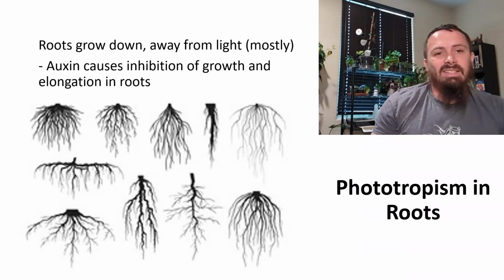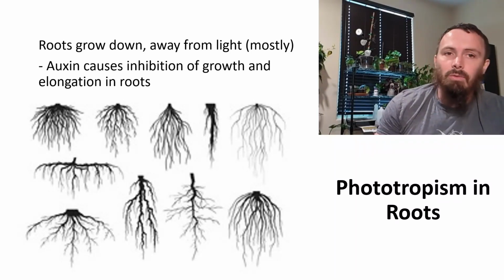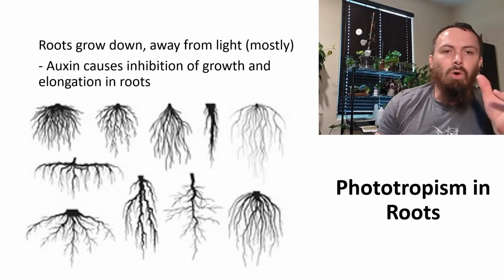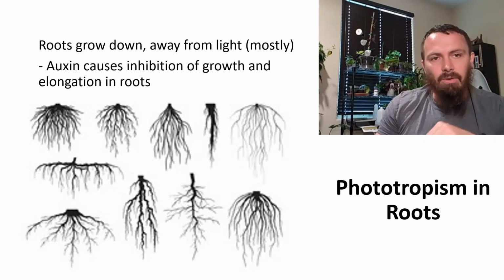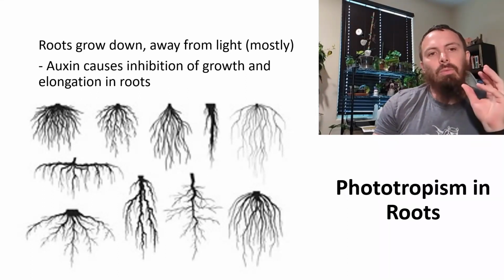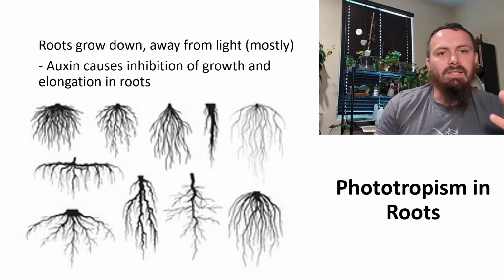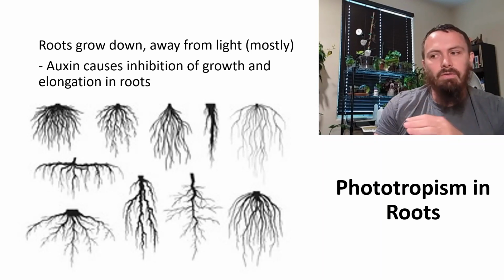Now, that's in stems. In roots, auxin has a different role. Very similar role, but, well, kind of the opposite role. Roots don't want to grow up towards light most of the time. They usually want to grow down, away from the light. So shoots typically exhibit positive phototropism. Roots exhibit negative phototropism. They want to grow away from the light.